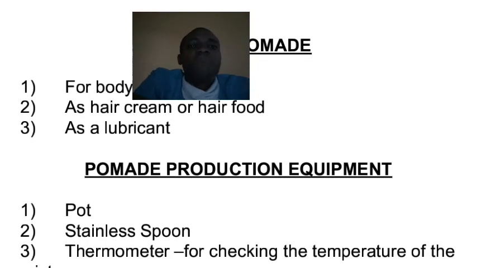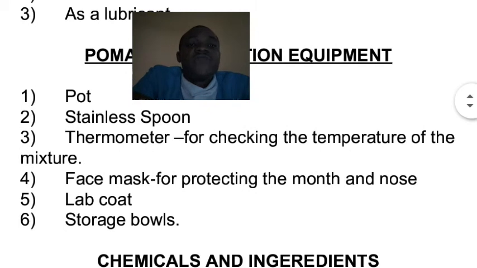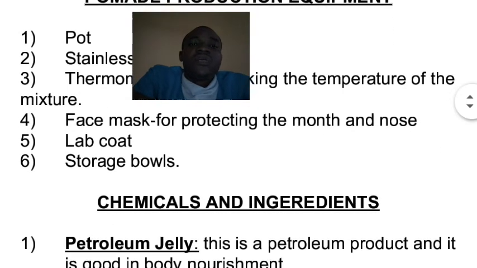Now let's look at the equipment that you need for the production of the pomade. You need a pot, any kind of pot. You need a stainless spoon. Then you need a thermometer, which is for checking the temperature of the mixture. Then you need your face mask because you are into production. Get any face mask you can find, to protect your mouth and your nose. Then you need a lab coat. If you can get it, get the lab coat.